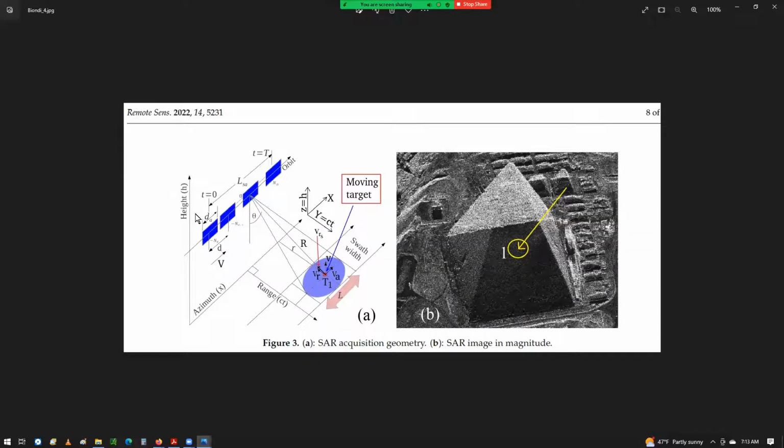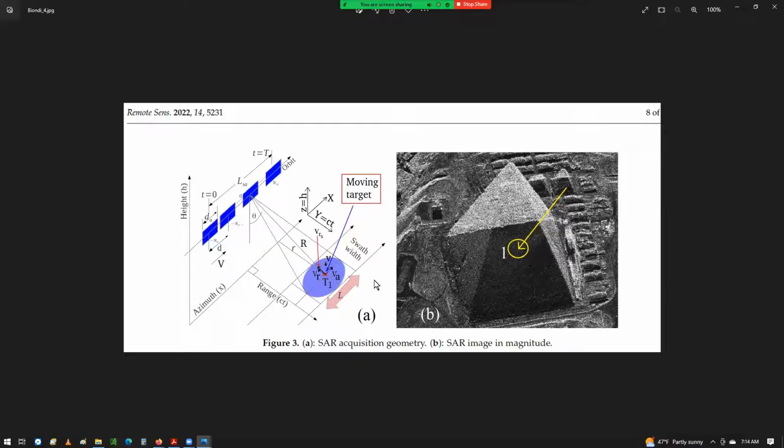So here, this is from the paper. They are showing once more the geometry of the data acquisition. Here's the satellite sweeping across the azimuth, and remember, azimuth is basically the orbit of the satellite sweeping through, and the range is the distance between the satellite and the target on the ground, which is the Great Pyramid in this particular case.